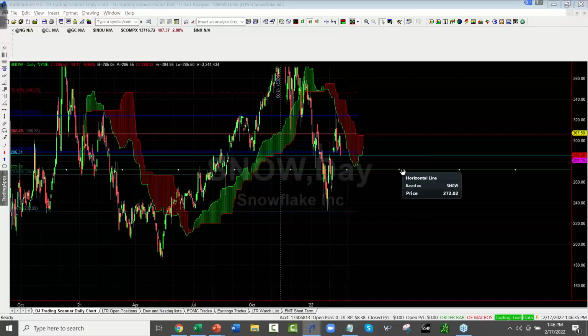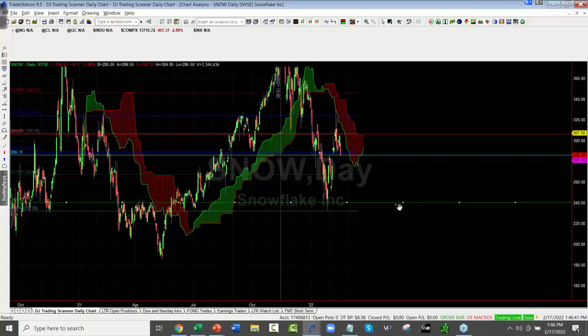That's what I want, right? If my target were here, that would be less than 1 to 1, which means if it loses, I'm going to lose more than I will win if it wins. I have zero interest in a trade like that. I want this, right? If I lose, I'm going to lose this much.